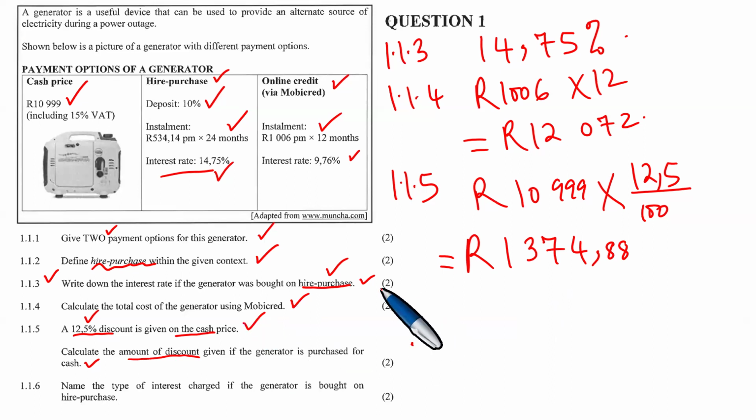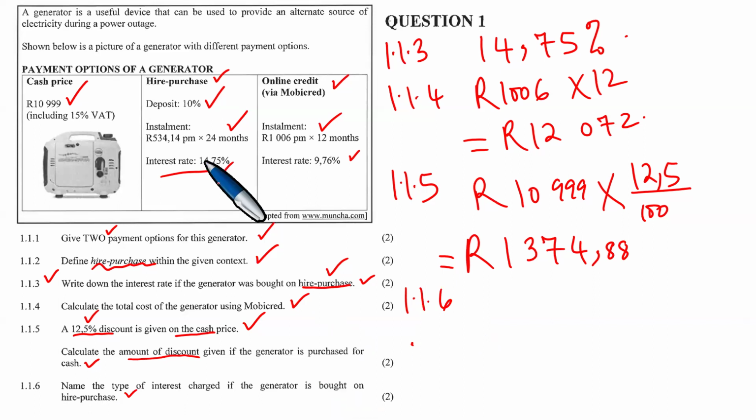Good. Let us look at 1.1.6. Name the type of interest charged if the generator is bought on hire purchase. Name the type of interest charged if the generator is bought on hire purchase. What do you think?